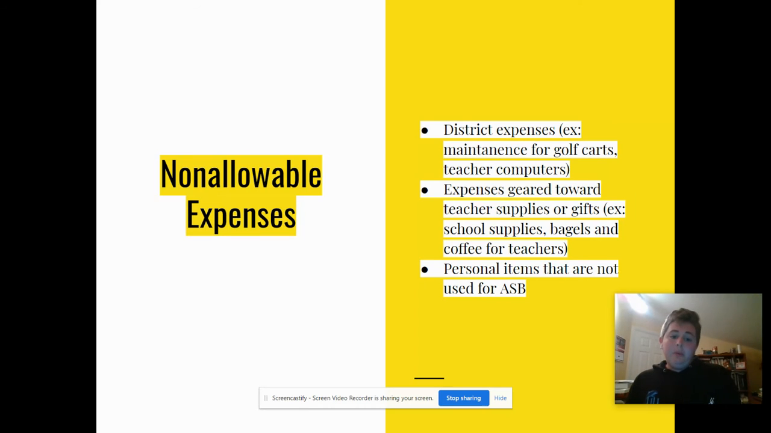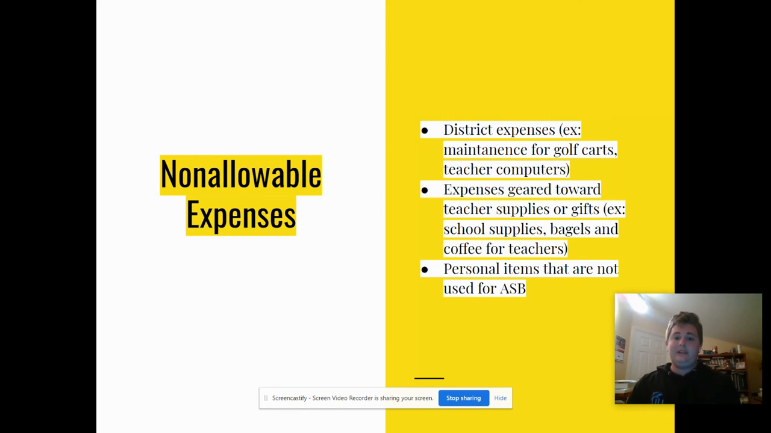Now for non-allowable expenses. So these are expenses that if you were to write them on a PO, the PO would not be approved and you would not get reimbursed for whatever you're buying. So these include district expenses. So expenses that should be fulfilled by the district. Some examples include maintenance for golf carts or teachers' computers.